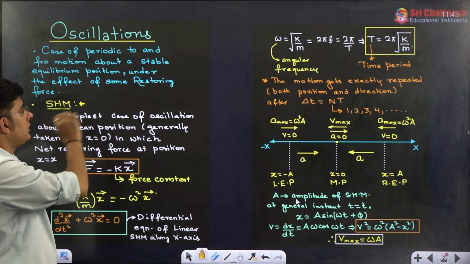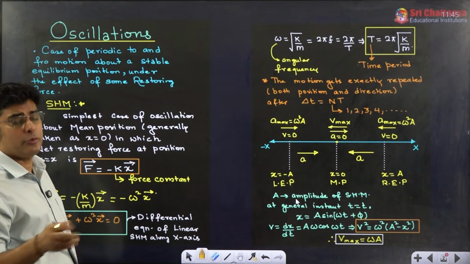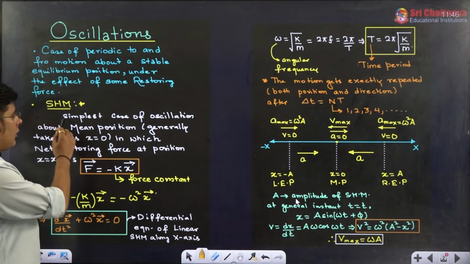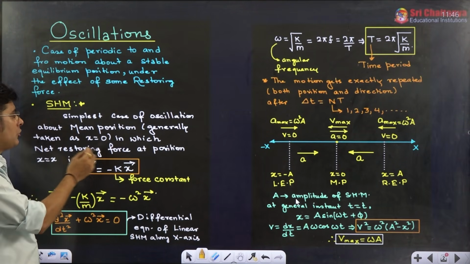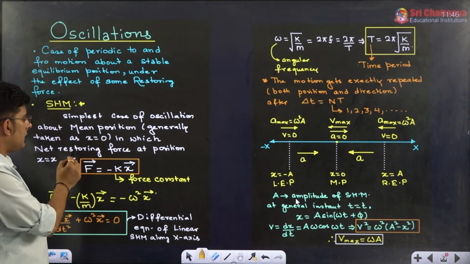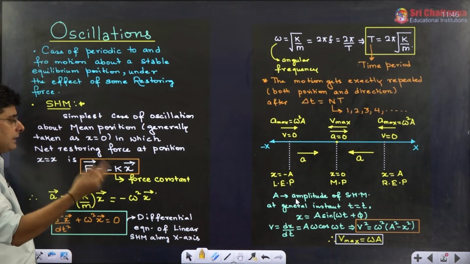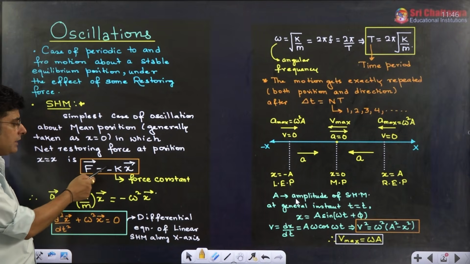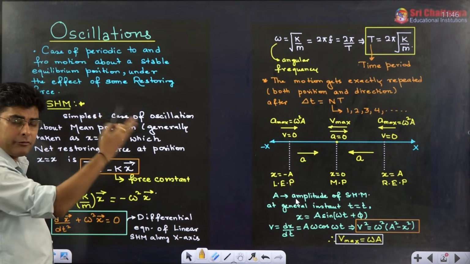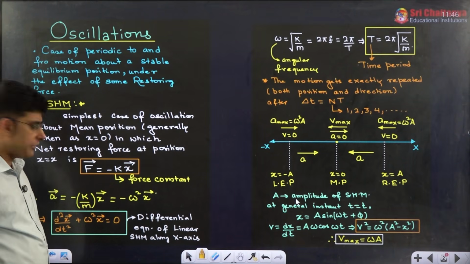So about stable equilibrium position, there will be to and fro motion under the effect of some restoring force. So there should be some restoring force which will try to bring it back whenever it is going away from the mean position. Now the simplest form of such an oscillatory motion is what we call as SHM, simple harmonic motion, where the restoring force at x distance from the mean position, if you take the mean position as x equals to 0, is given by, in vector form, minus kx vector. So x vector is directed away from mean position, so force will be directed always towards the mean position. K is known as the force constant of SHM.